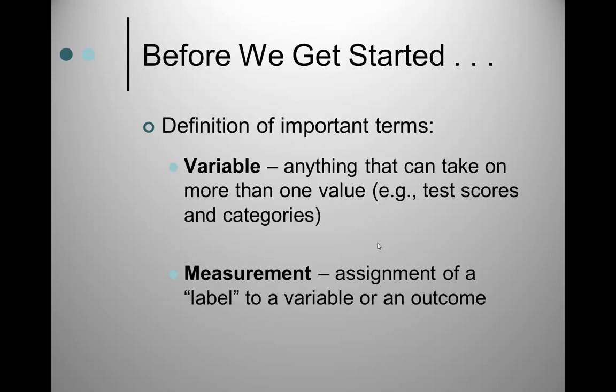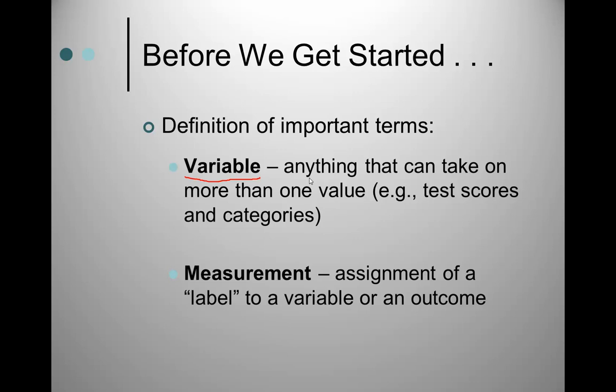There's some things that we need to look at before we get started, and that certainly is our definitions here that we're going to be talking about throughout this chapter. First of all, a variable is anything you and I can measure that can take on more than one value, like test scores. You and I can give a test and we can have a scale from 0 to 100, and those test scores are data for us to be able to utilize.